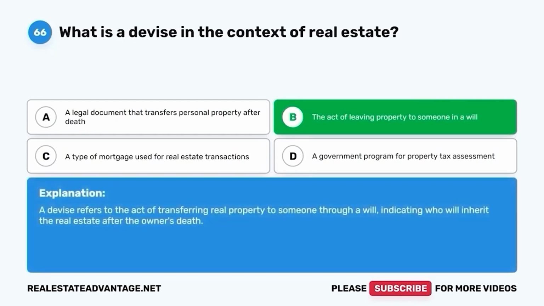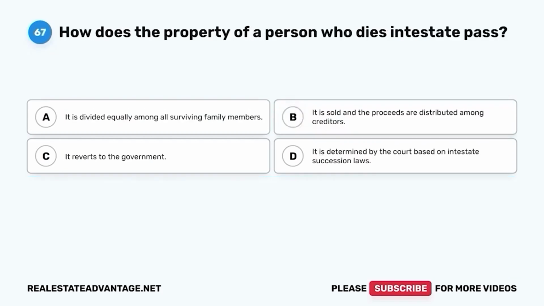A devise refers to the act of transferring real property to someone through a will, indicating who will inherit the real estate after the owner's death. Question 67. How does the property of a person who dies intestate pass?